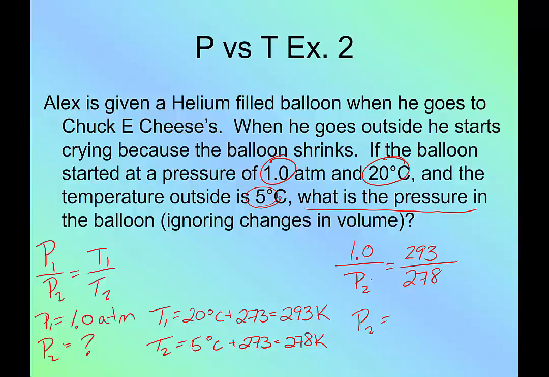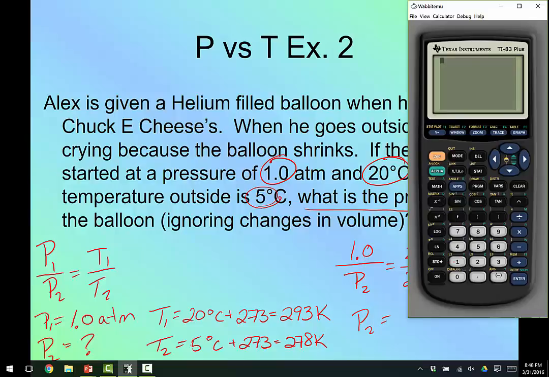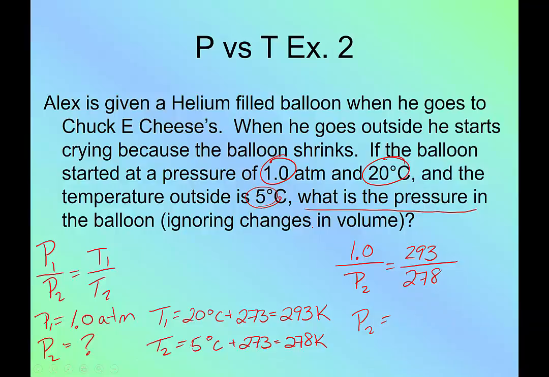Let's pull out the calculator. So I take my P1, 1.0. I multiply it by my T2, which is 278. And I get 278. Wow, that's a shocker. Okay, now I divide it by the thing that's going to be multiplied by my P2, which is my 293. And divide it by 293. Hit enter, and I get 0.949.